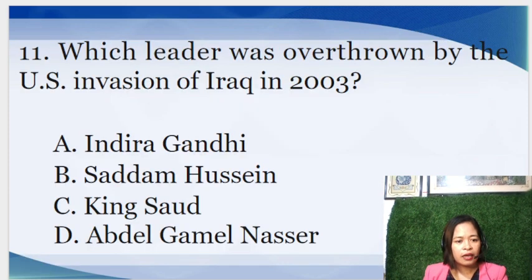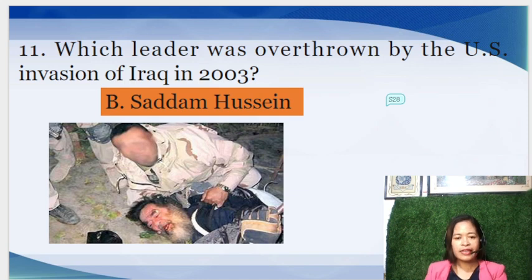Next, question number 11. Which leader was overthrown by the U.S. invasion of Iraq in 2003? Is it A. Indira Gandhi, B. Saddam Hussein, C. King Saud, and D. Abdel Gamal Nasser? The answer is Saddam Hussein.